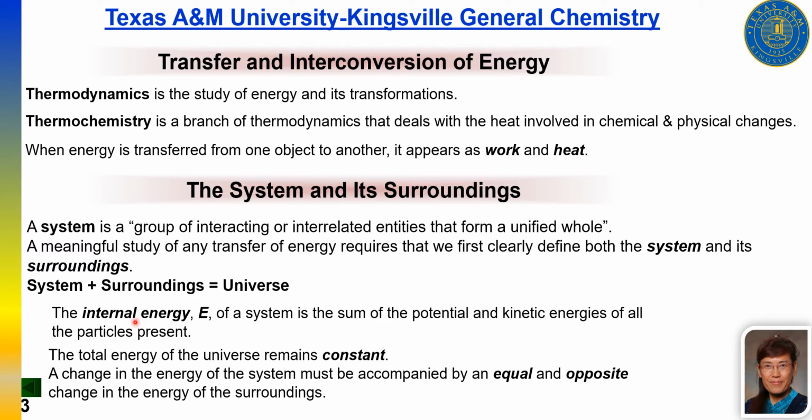There is one more terminology called internal energy E. The internal energy E of a system is the sum of the potential and kinetic energy of the particles present. The total energy of the universe remains a constant value. The change in the energy of system must be accompanied by the equal or opposite change in the energy of your surrounding.